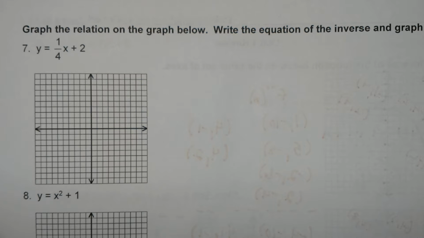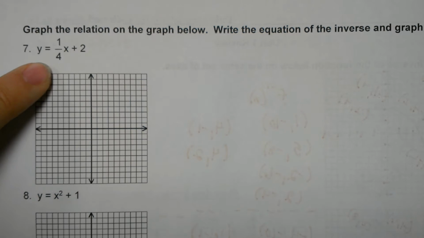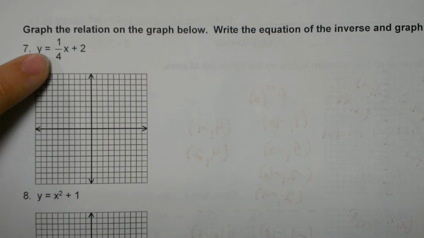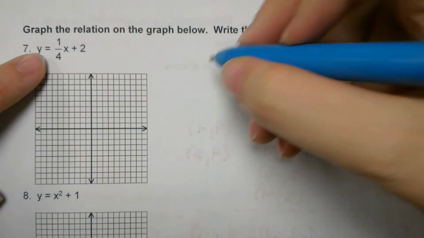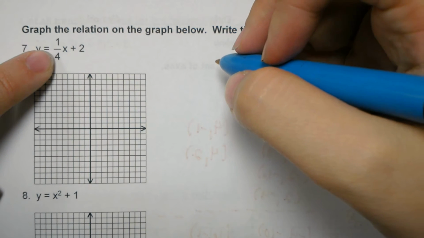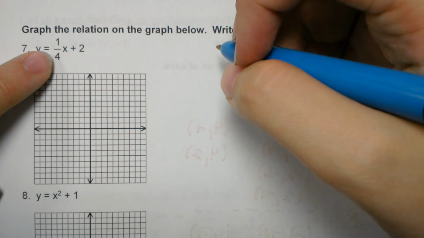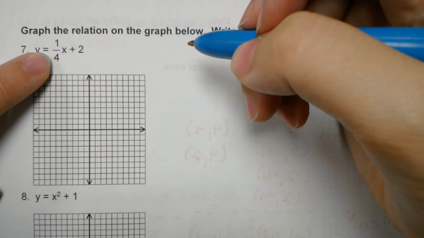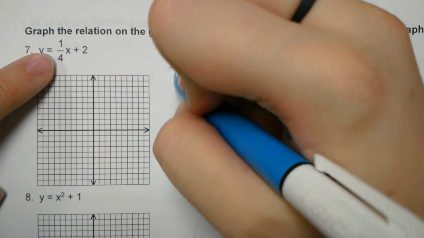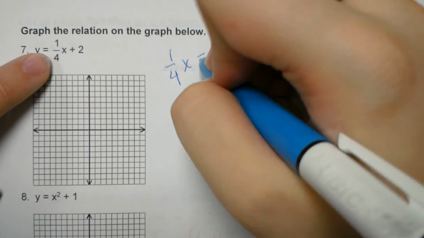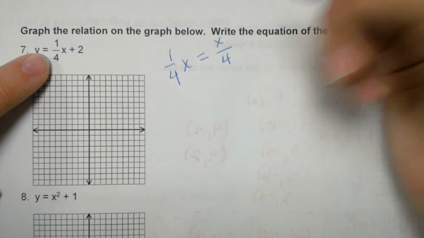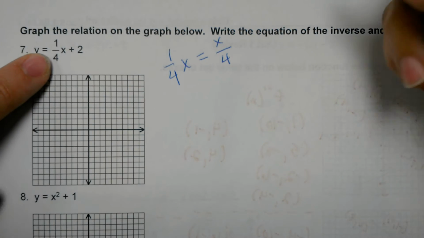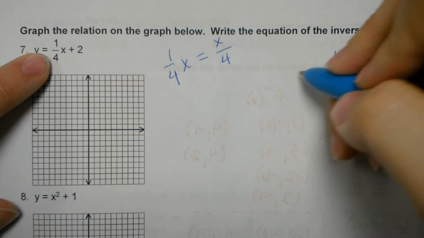Okay, so number 7, I'm going to need to graph my function and the inverse. So I need to find the inverse before I can graph it. When I multiply by 1/4, that's the same thing as dividing by 4, because I can write 1/4 x as x divided by 4. So I need to use that when I write my inverse.